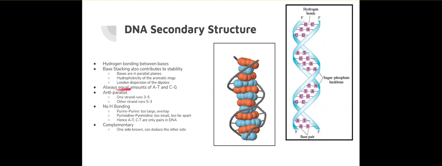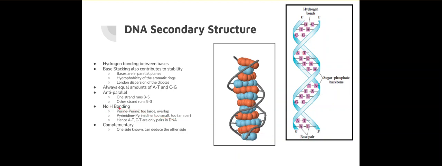There are always equal amounts of A and T and C and G. They run anti-parallel. One strand is going to run from 3 to 5, and the other one is going to run from 5 to 3 in order to be a complementary set.